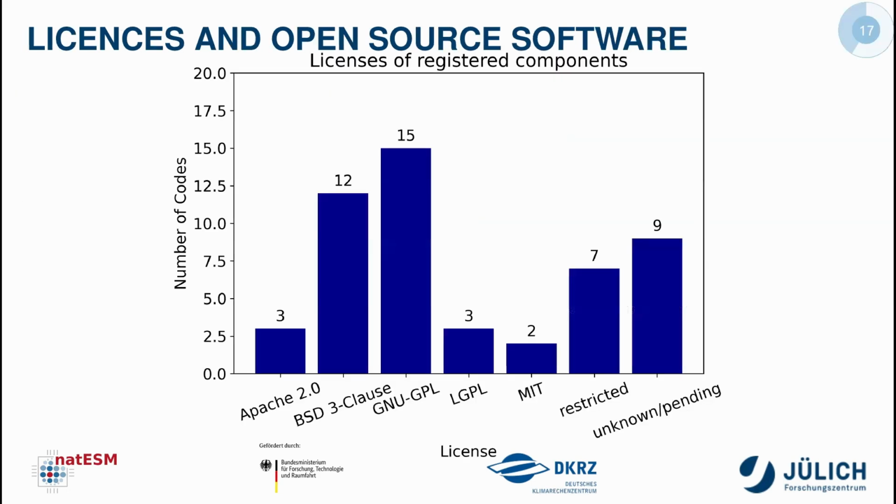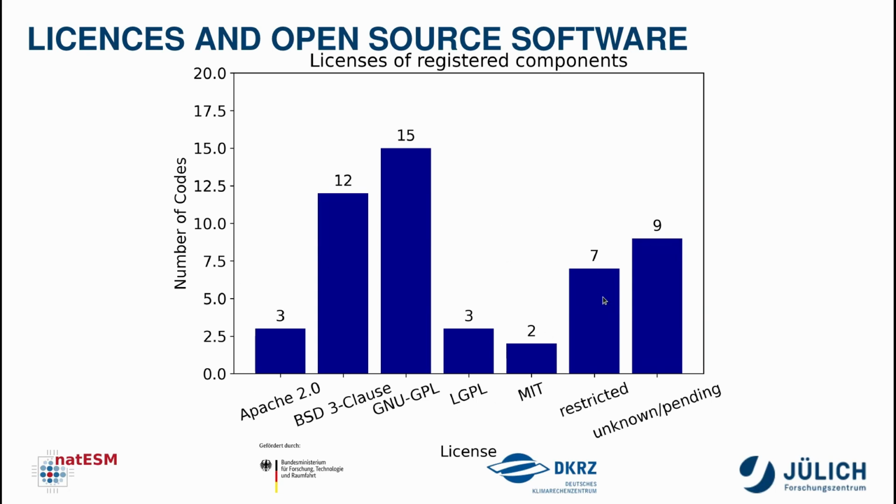One important aspect is to get some support from natESM, for example, in the form of a sprint. There are two main requirements. The first one is that the model should be an open source model. This is just an overview of the licenses used for the registered components. So the majority has some open source license.